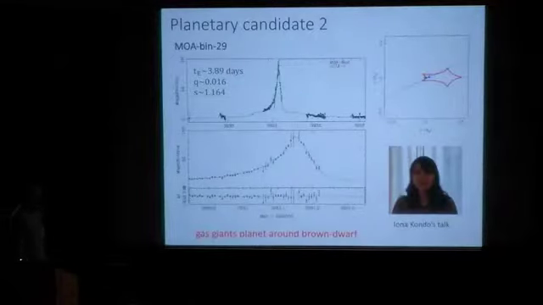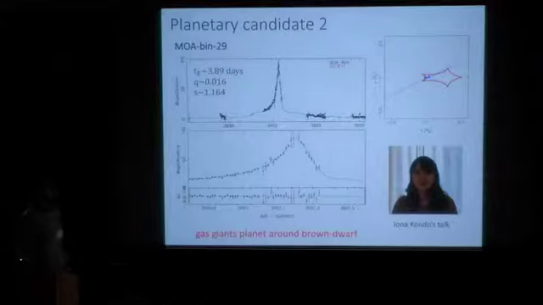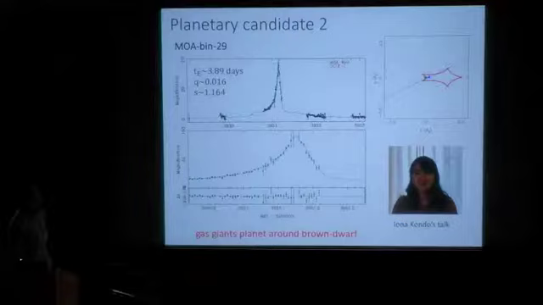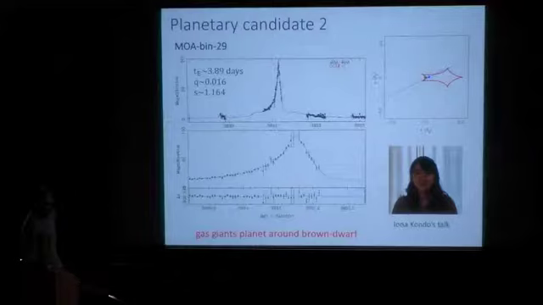So this is the second planetary candidate, MOA-bin-29, that Iona Kondo presented her analysis of yesterday. This event was alerted by neither MOA nor OGLE, but it was in the footprint of their observation fields, and the anomaly was covered thanks to the high cadence observations by MOA. And she found that the best fit model has a planetary mass ratio of 1.6 times 10 to the minus 2, and the system consists of a gas giant planet around a brown dwarf.